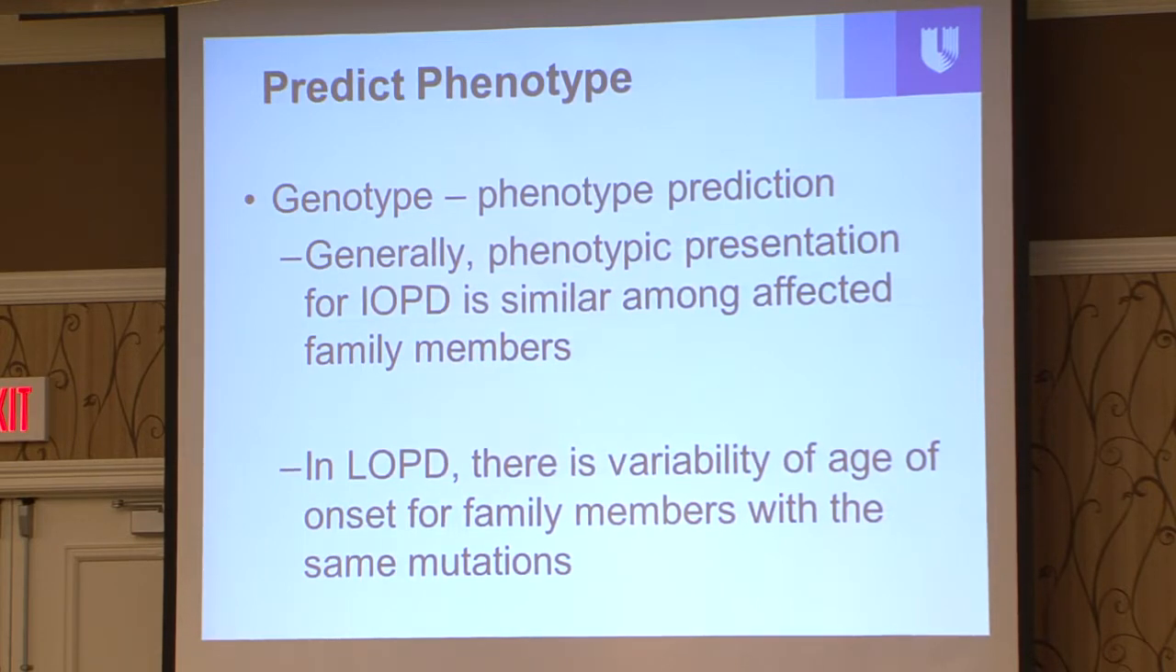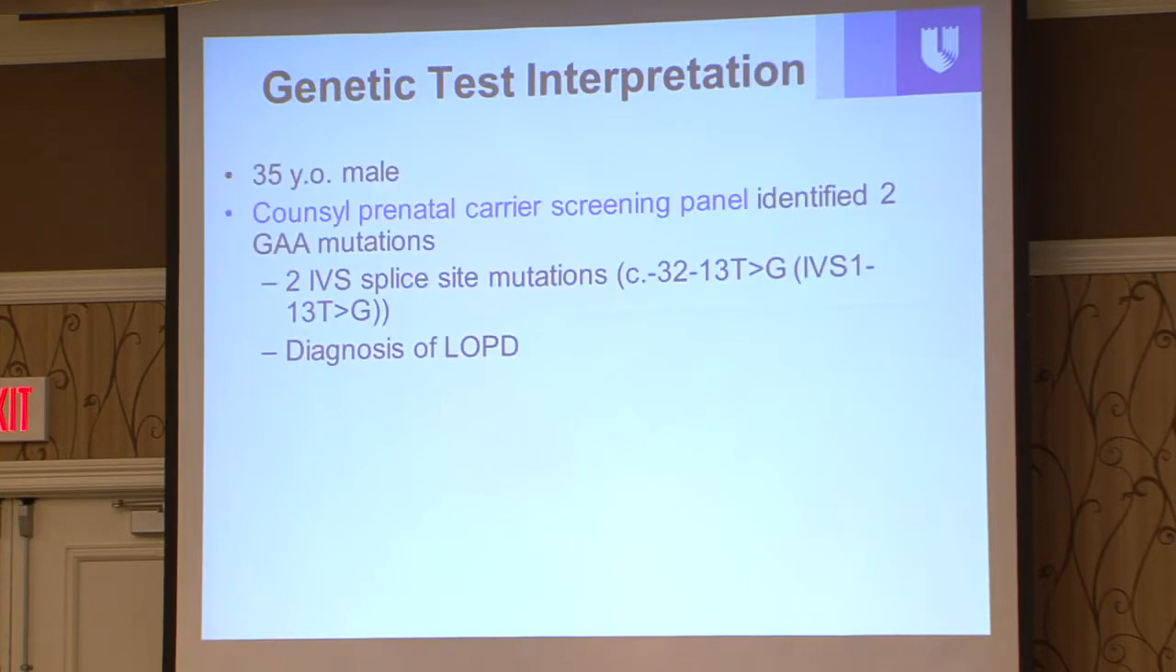So if babies within the same family carry the same genetic mutations, we usually see that they present at similar times, versus in late onset where there can be a wide variability in age of onset with family members. So this is just one case I want to point out for physicians, but also for some families here. This was a 35-year-old male that we saw in clinic.